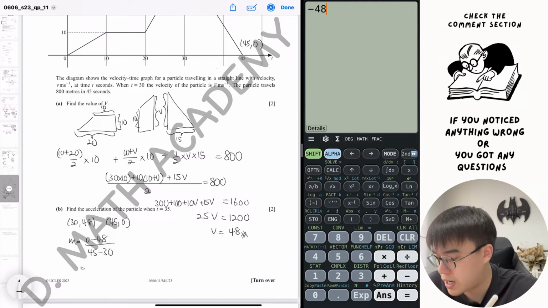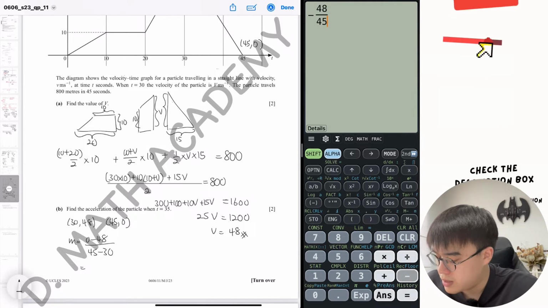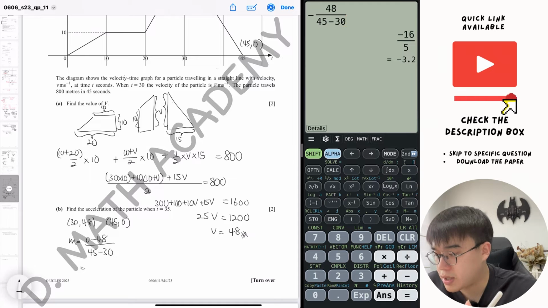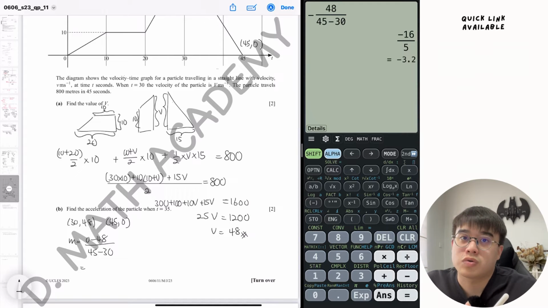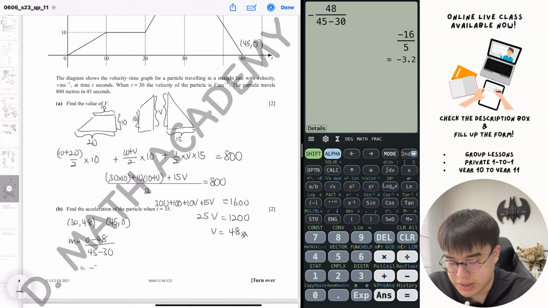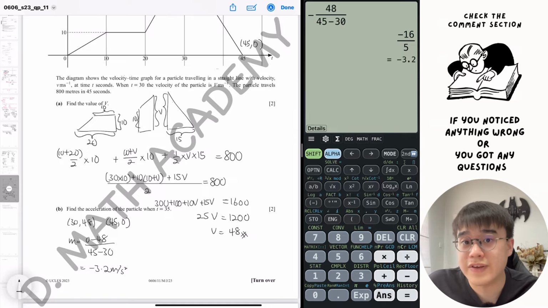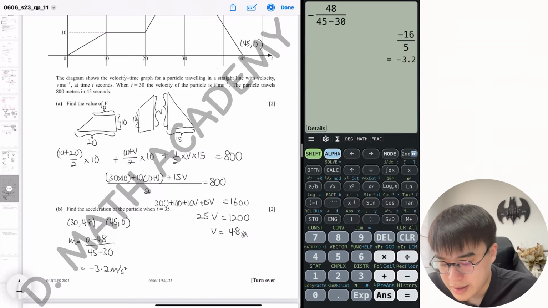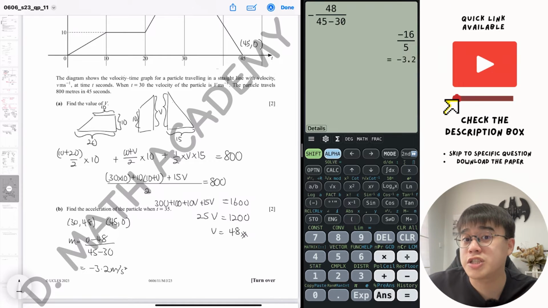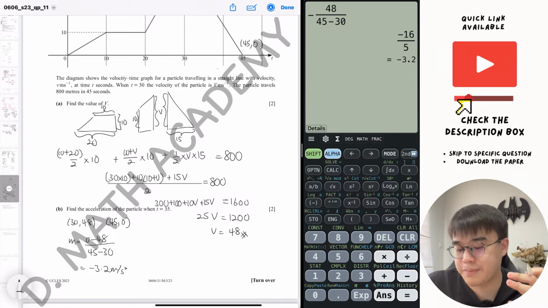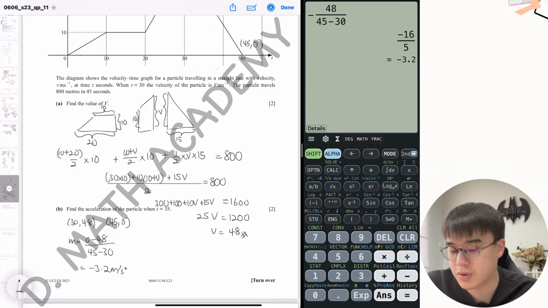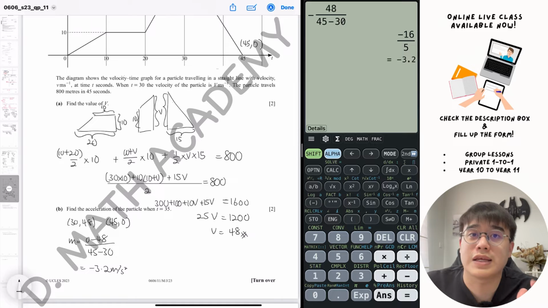So let's trace the answer and see. We should be able to get a 3.2 as my final answer. Okay, do take note that it is fine to leave it as negative. But if the question rephrases and uses the term deceleration already, then you can't include the negative.